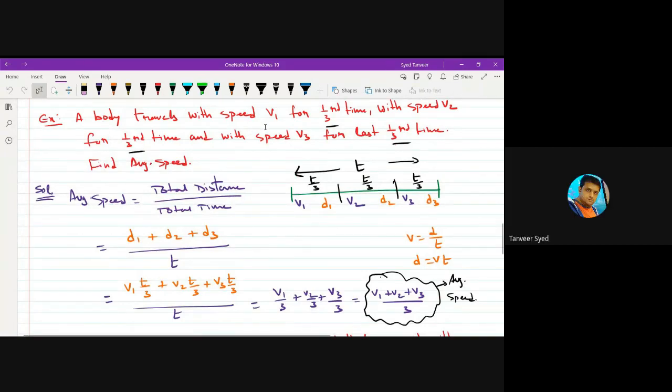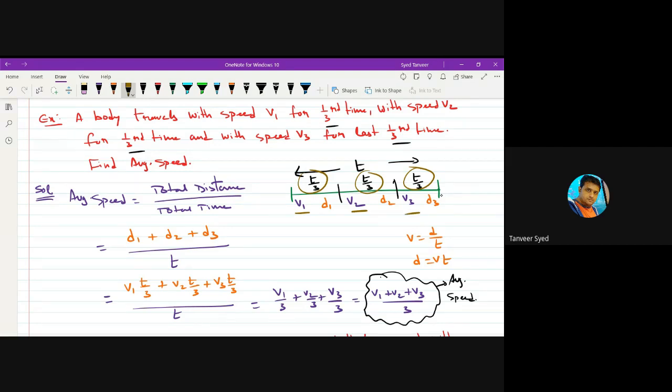Body travels with speed v1 for one third of time, with speed v2 for one third of time, and speed v3 for the last one third of time. What is its average speed? Here, the body is traveling for some time, and that time is divided into three equal parts: one third, one third, one third. This is one third part, this is one third part, this is one third part of total time.